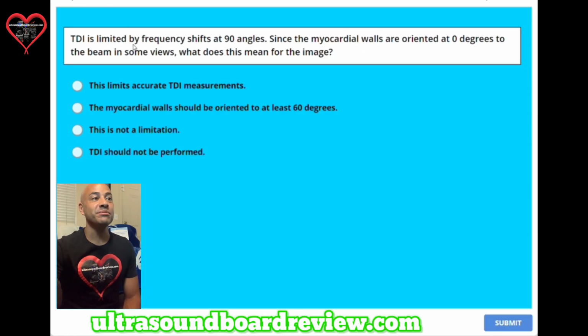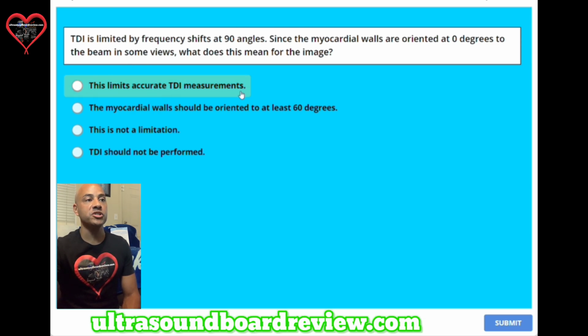Question 23. TDI is limited by frequency shifts at 90-degree angles. Since the myocardial walls are oriented at 0 degrees to the beam in some views, what does this mean for the image? A, this limits accurate TDI measurements. B, the myocardial walls should be oriented to at least 60 degrees. C, this is not a limitation. Or D, TDI should not be performed. The answer is C, this is not a limitation.